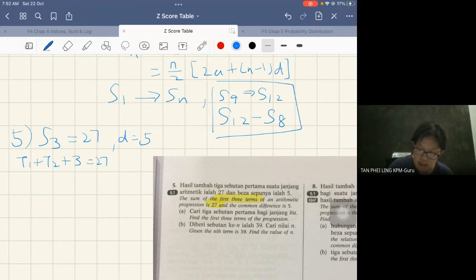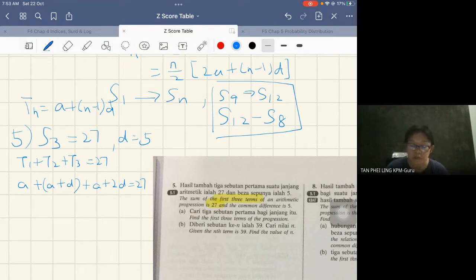You actually have an option where, if you don't want to use the sum formula, because the terms total up is very small, you can still think of it this way. You have a, which is the first term, and then the second term is what? Because Tn is a plus (n minus 1)d. Recall that? So here T2 will be a plus d, and then plus T3, which is a plus 2d, total 27.